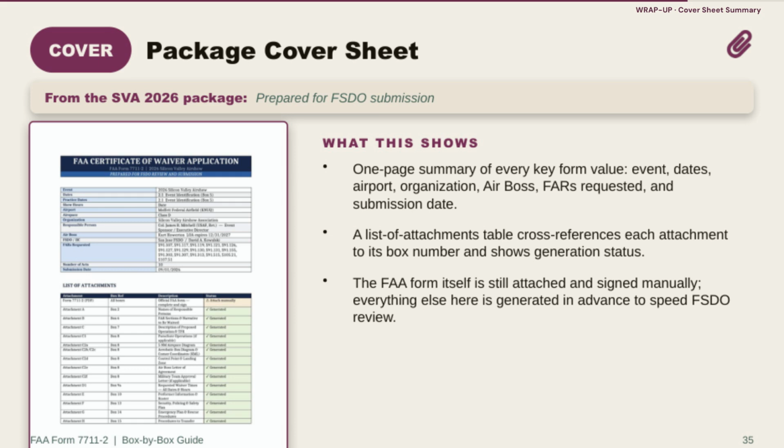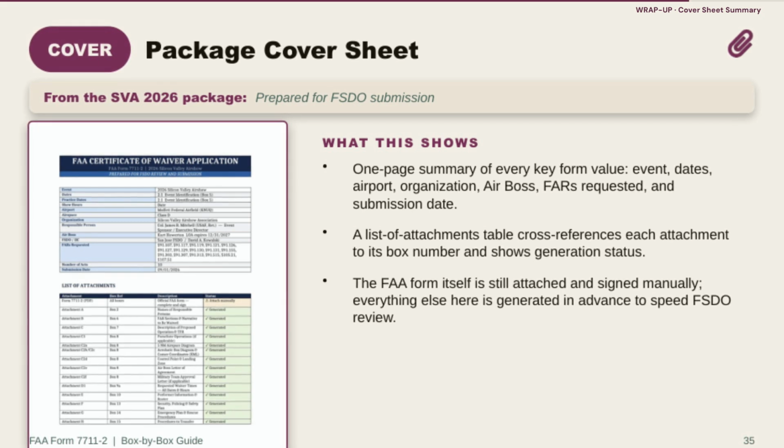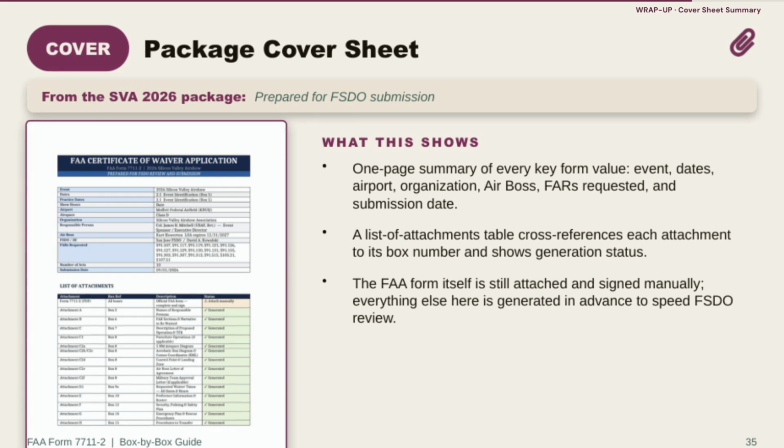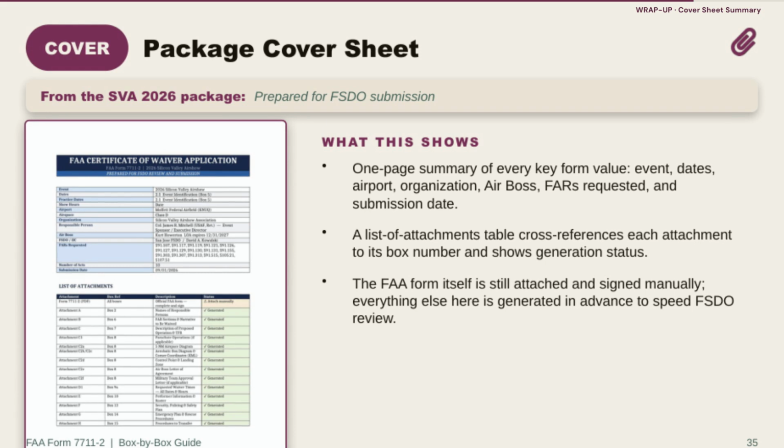It's important to be clear about what this cover sheet is and isn't. The FAA form itself is still attached and signed manually. This cover sheet doesn't replace it. Everything on this page is generated in advance purely to speed up FSDO review, giving the reviewer a map of the package before they dig into the individual attachments themselves.